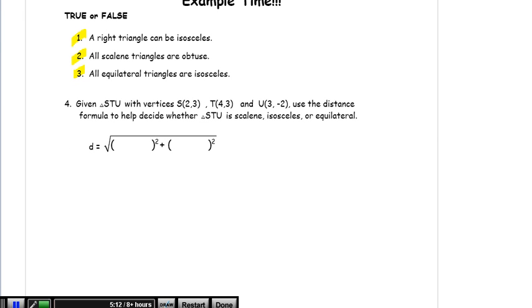Number 4. Given triangle STU. A lot of the times we're going to have to draw pictures. I'm going to give you directions, but then I'm going to ask you to draw a picture so you can see what this looks like. So we have a triangle STU. You don't have to draw a particular shape triangle. Just draw any old triangle. S is (2, 3).